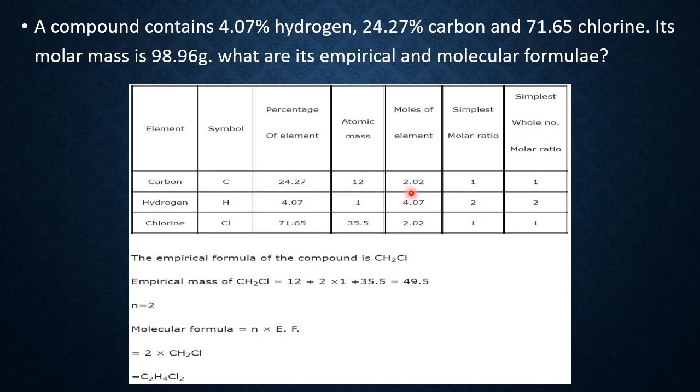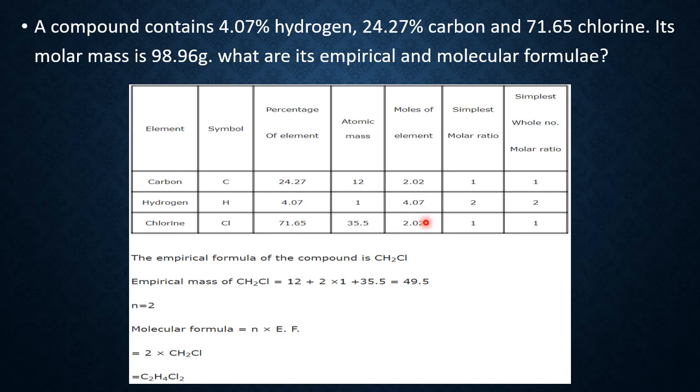So divide 24.27 by 12. The answer is 2.02. Similarly, 4.07 by 1 equals 4.07. 71.65 by 35.5 equals 2.02. So these are the number of moles of carbon, hydrogen and chlorine. They are not whole numbers, they are fractions.